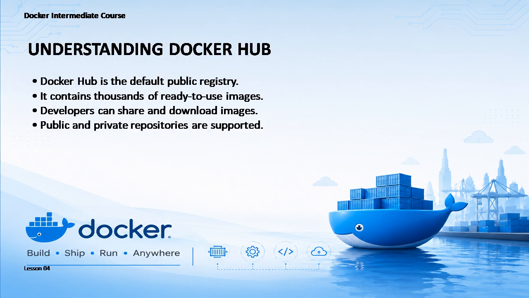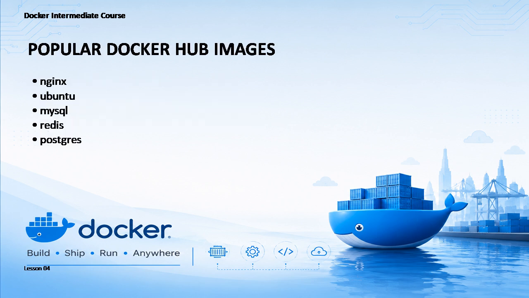Understanding Docker Hub. Docker Hub is the default public registry. It contains thousands of ready-to-use images. Developers can share and download images. Public and private repositories are supported. Popular Docker Hub images: Nginx, Ubuntu, MySQL, Redis, Postgres.